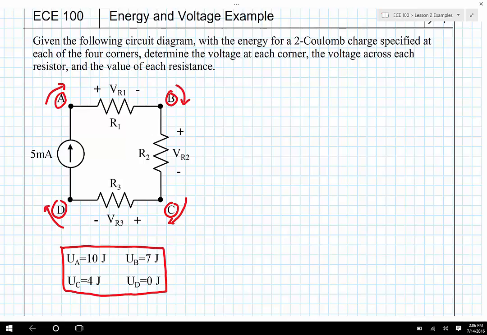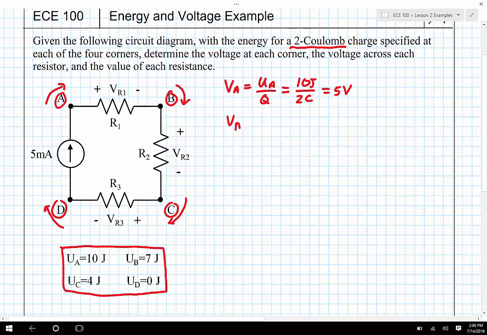It may not seem like we have enough information, but it turns out that we definitely do. The one piece of information that's not in the circuit diagram is here in the problem statement, and that is that it's a 2 coulomb charge. Because remember that the definition of the voltage, so let's say for example V sub A, is going to be the energy at that point divided by the amount of charge that is at that point. So U sub A divided by Q. So this is going to be 10 joules divided by 2 coulombs, which it turns out is 5 volts.